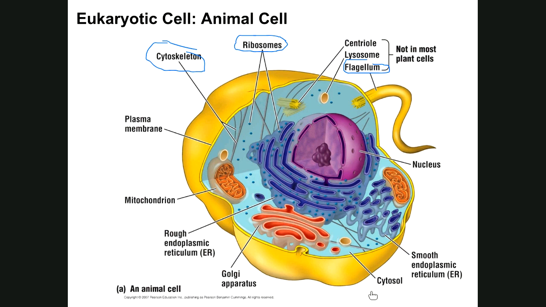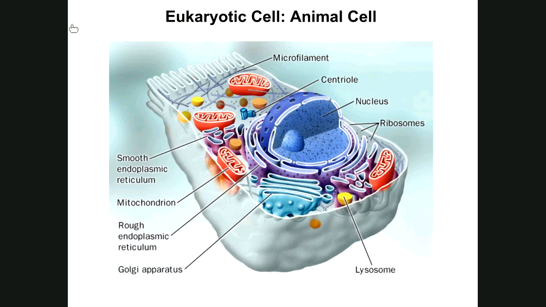On the next figure, I gave you two figures because each one has something the other doesn't. On this next figure, you can see they show you ribosomes, and then these right here, it doesn't say it, I forgot to add it in. These right here are microvilli.